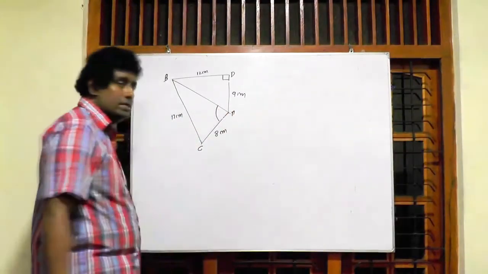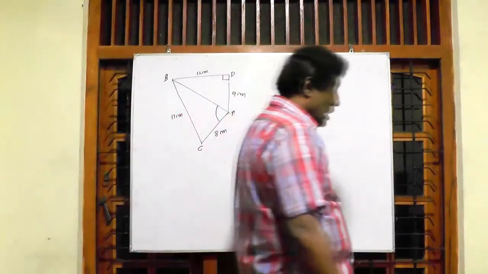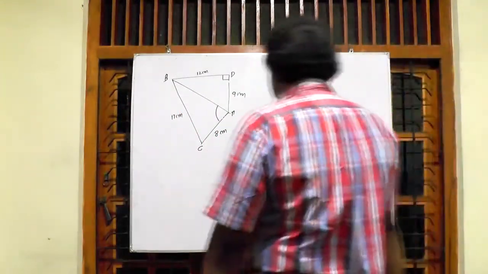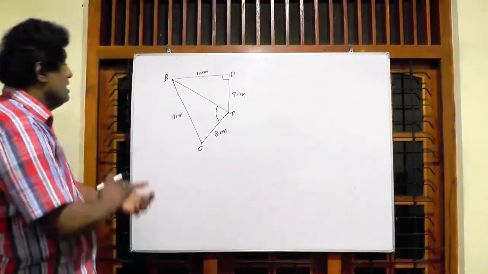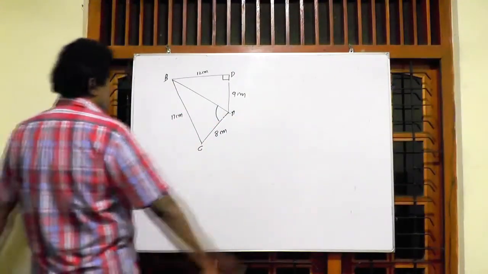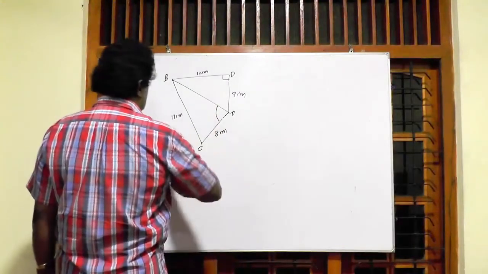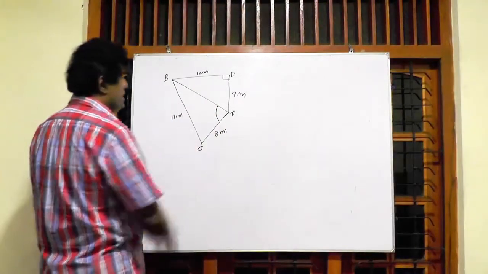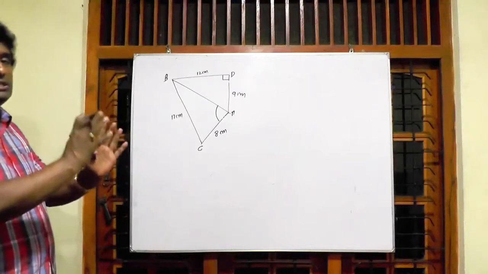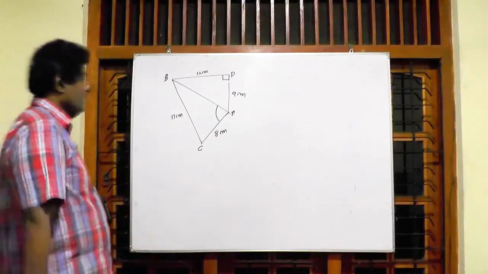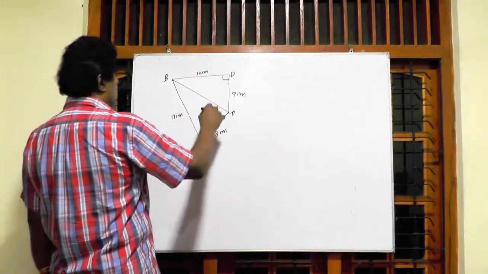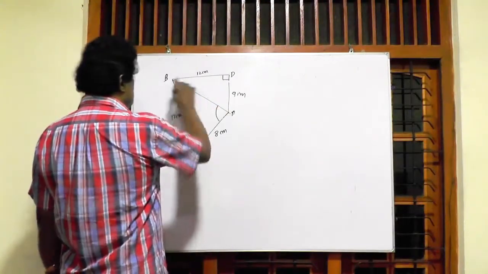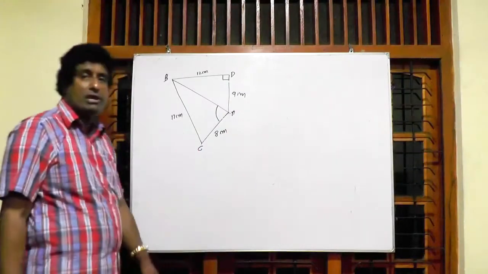This one is a right angle. How to decide whether this angle is a right angle or not? If it is a right angle, the lengths of these three sides should be equal to a Pythagorean triple. Right, okay. First of all, I can get the value for AB because ABD is a right angle triangle.